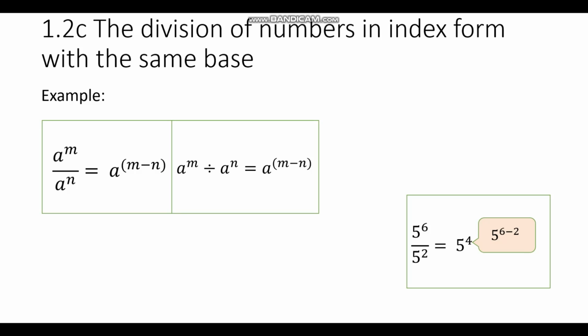Next, I will show you another example, which is base 5. Here we have 5 to the power of 6 over 5 to the power of 2. This means that 5 to the power of 6 is divided by 5 to the power of 2. So we get the answer 5 to the power of 4. How we get this 4 is that we use 6 minus 2 here. 6 minus 2, and then we have 4. Okay?